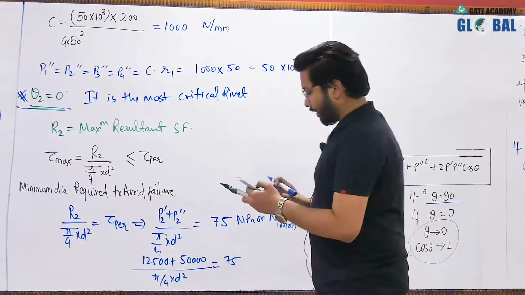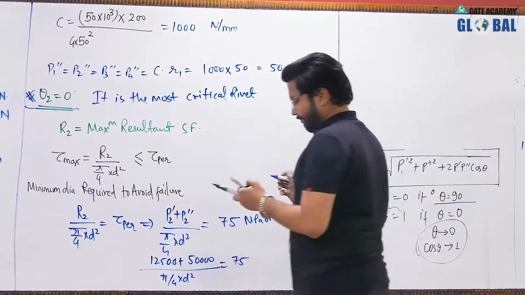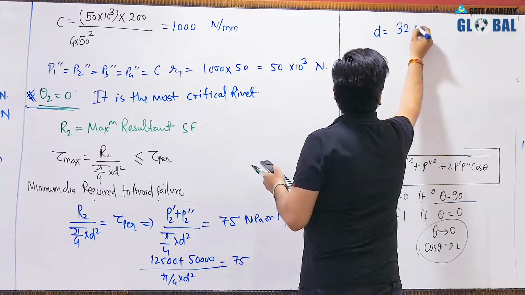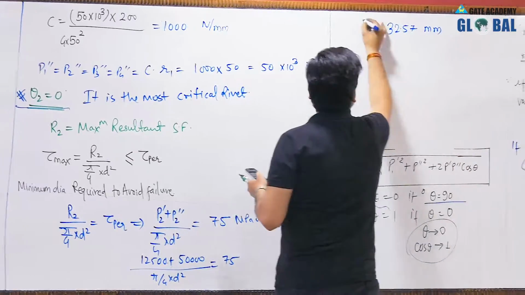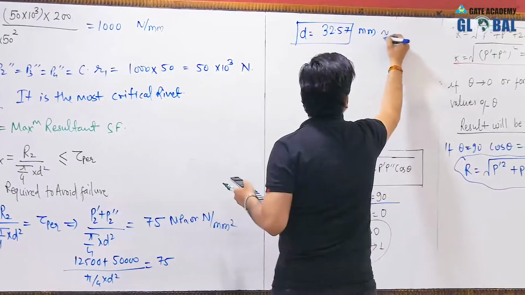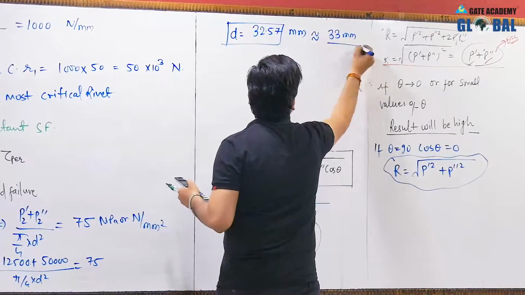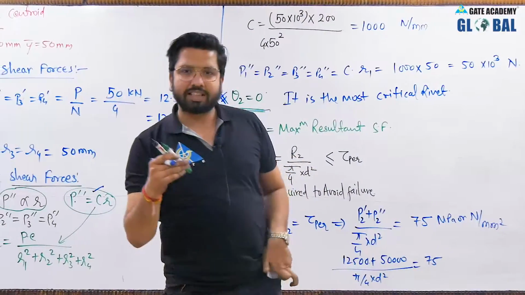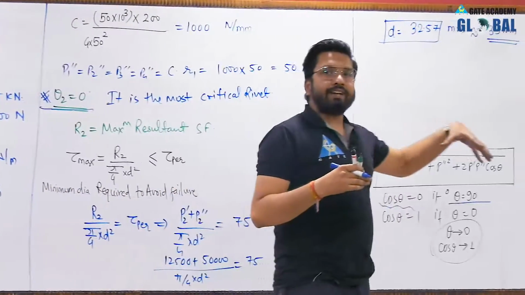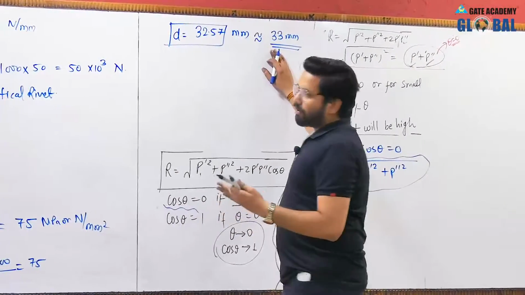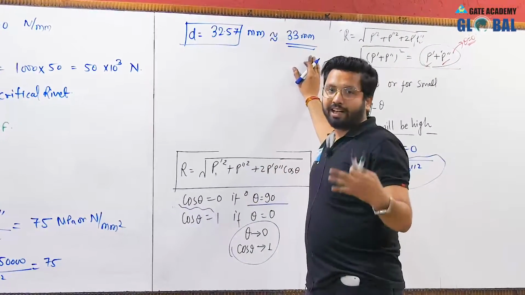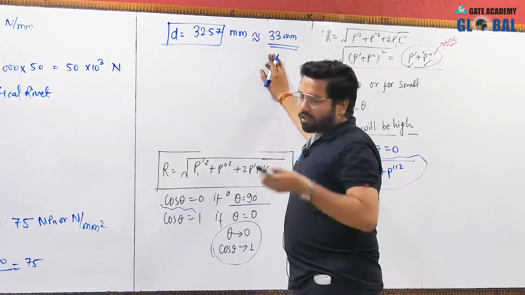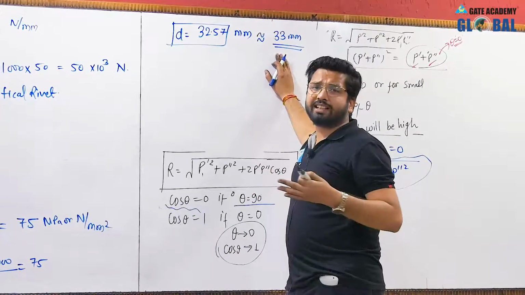On solving, the diameter of the rivet d comes out to be 32.57 mm, or you can write it as almost equal to 33 mm. Now if this were a conventional question and you are using a data book, then based on the manufacturer's catalog we will select the next standard value. It may be possible that we have a diameter of 30 but not 33 in the manufacturer's catalog, which means we cannot produce a rivet of diameter 33 mm.